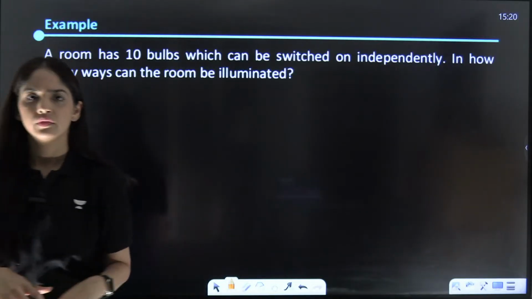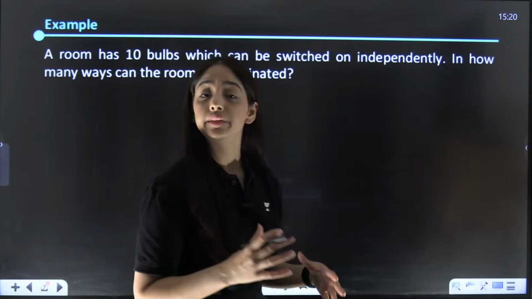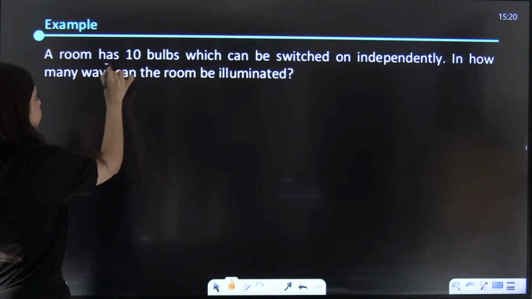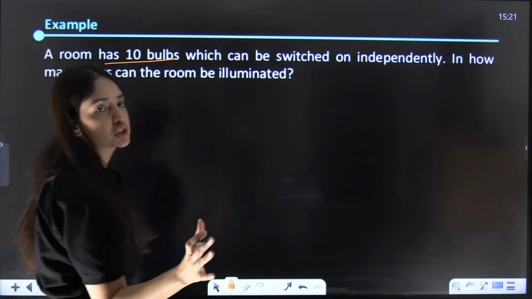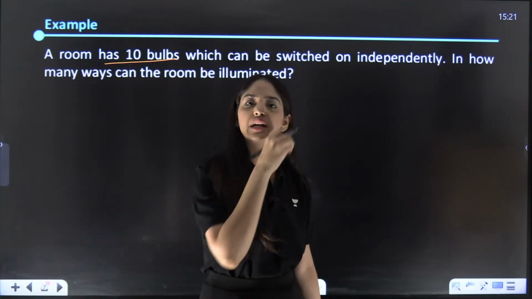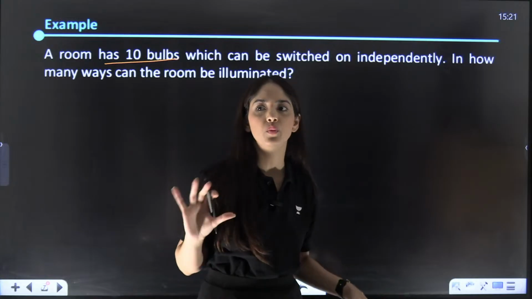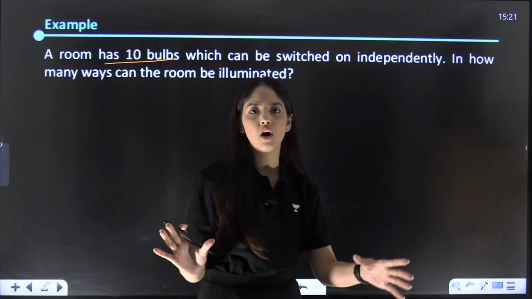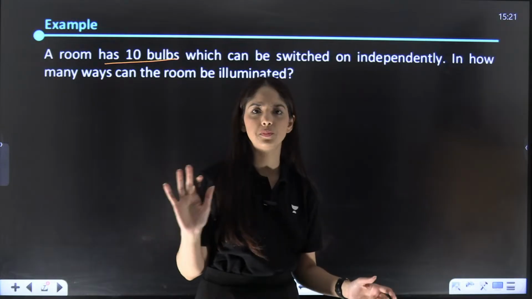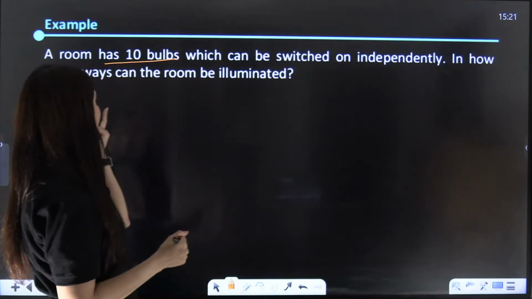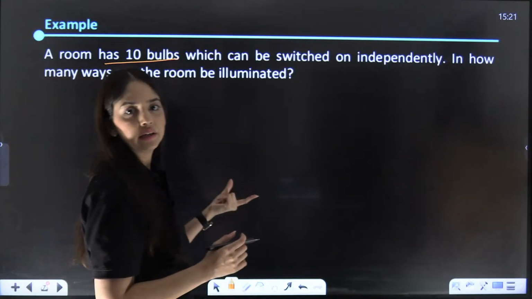Now, this is the problem that we did in the first class, if you all remember. We have 10 bulbs which can be switched on independently, right? They have 10 independent switches. It doesn't matter which has been turned on already. We can turn each on and off irrespective of the other bulbs. Now, in how many ways can the room be illuminated?